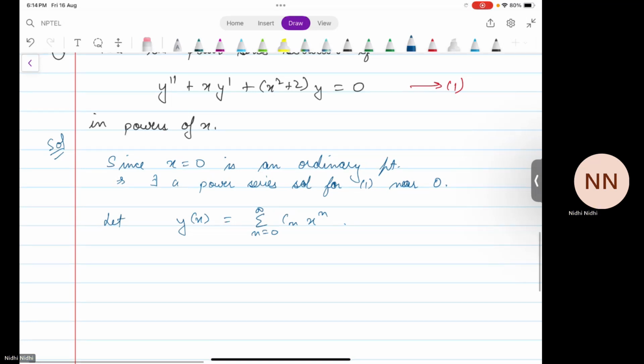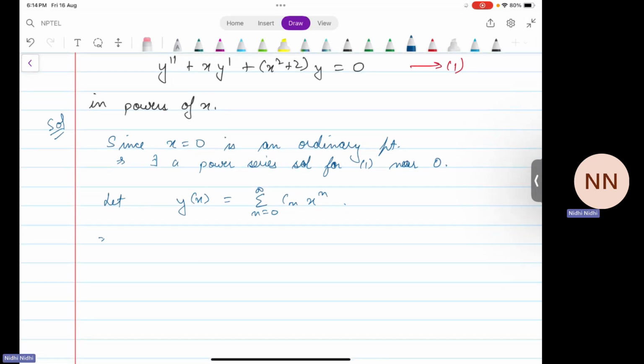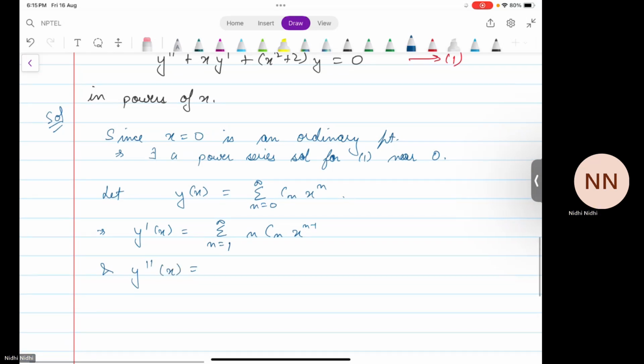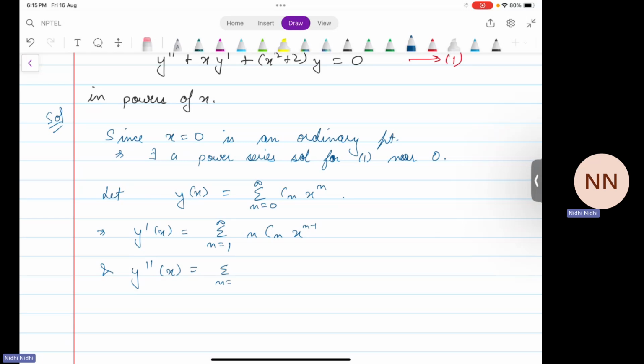So let's just start. This implies y dash x is equal to the summation n from 1 to infinity of n cn x to the power n minus 1, and y double dash x is equal to the summation n from 2 to infinity of n(n minus 1) cn x to the power n minus 2.